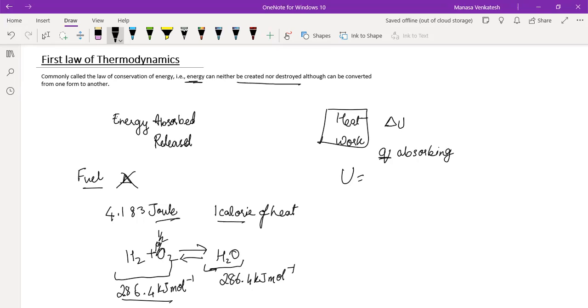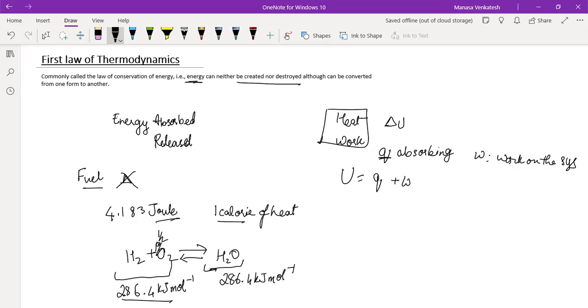Not only that, W is the work done on the system. So I'm just going to write work on the system. Q is the heat absorbed, so there is going to be an increase in the internal energy by Q, and W is the work done on the system, which means W is also going to lead to an increase in the internal energy.